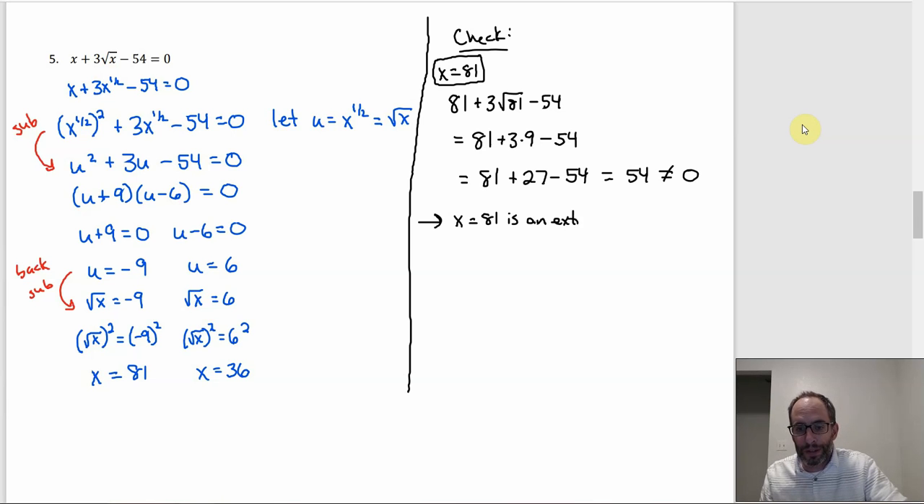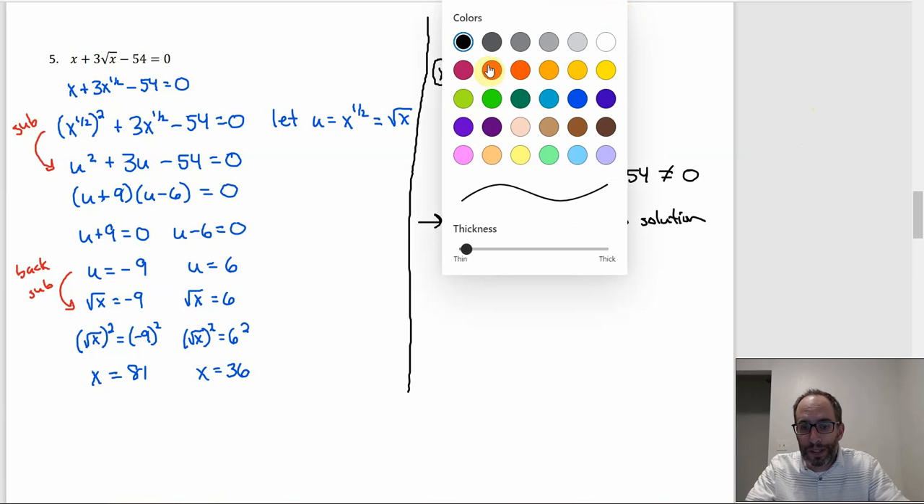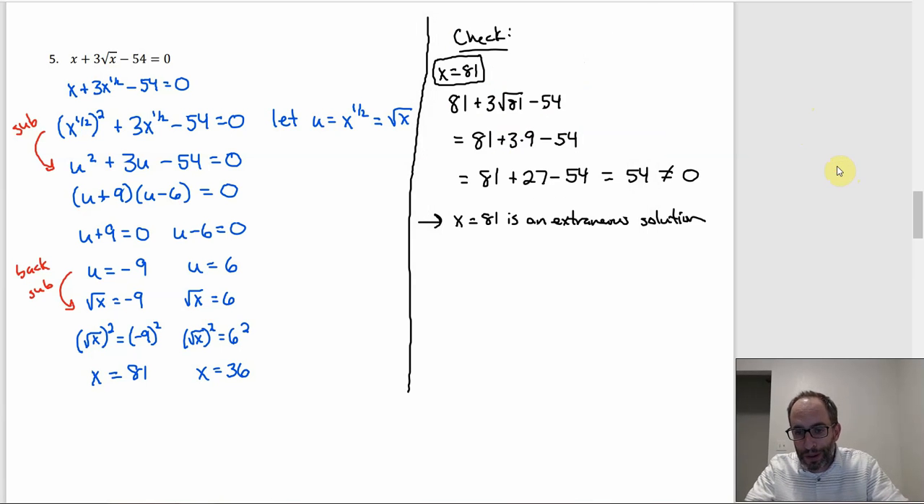So an extraneous solution. This is the thing you have to be careful about, right? They happen. And that's why we did the check, so we could catch it. So this one, no. Right? That's extraneous. That's what that big X means.